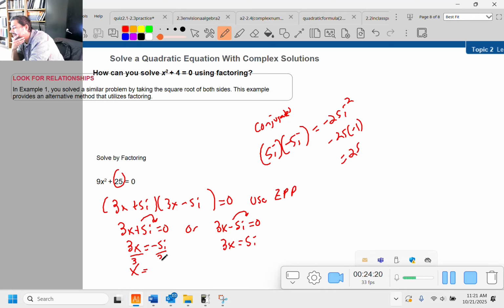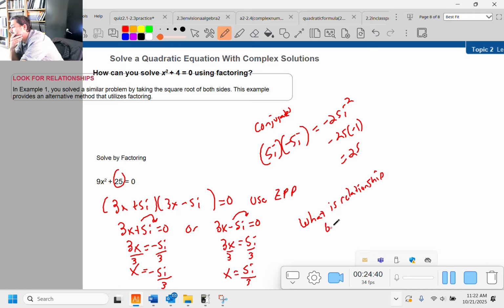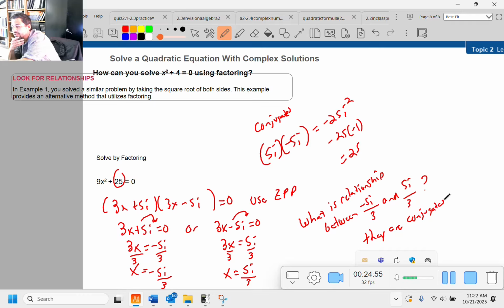Next move is divide by 3. We'll have -5i over 3. Divide by 3, divide by 3. We'll have 5i over 3. And again, what's the relationship between these two numbers? What is the relationship between -5i over 3 and 5i over 3? They are conjugates.